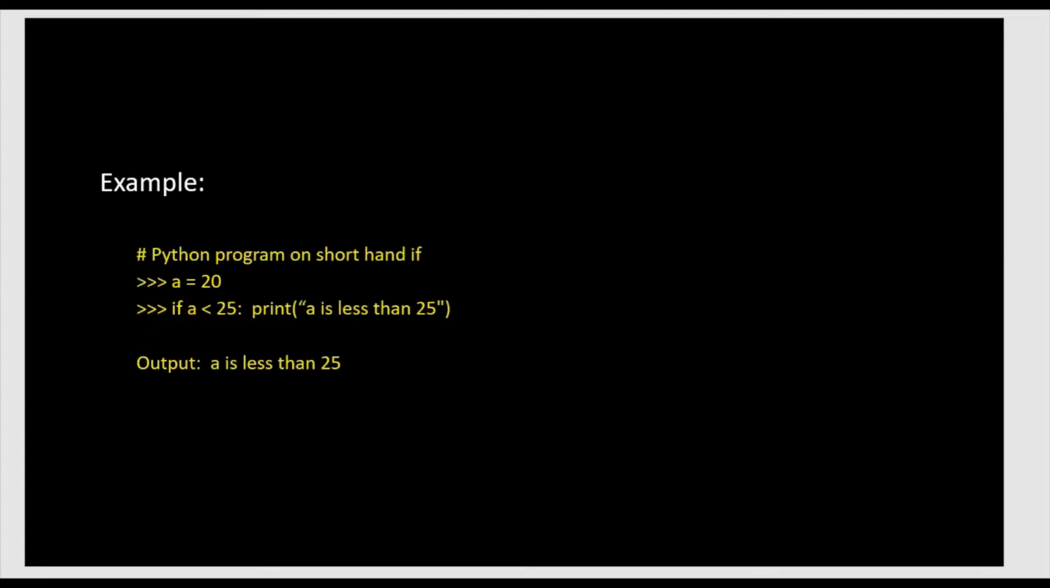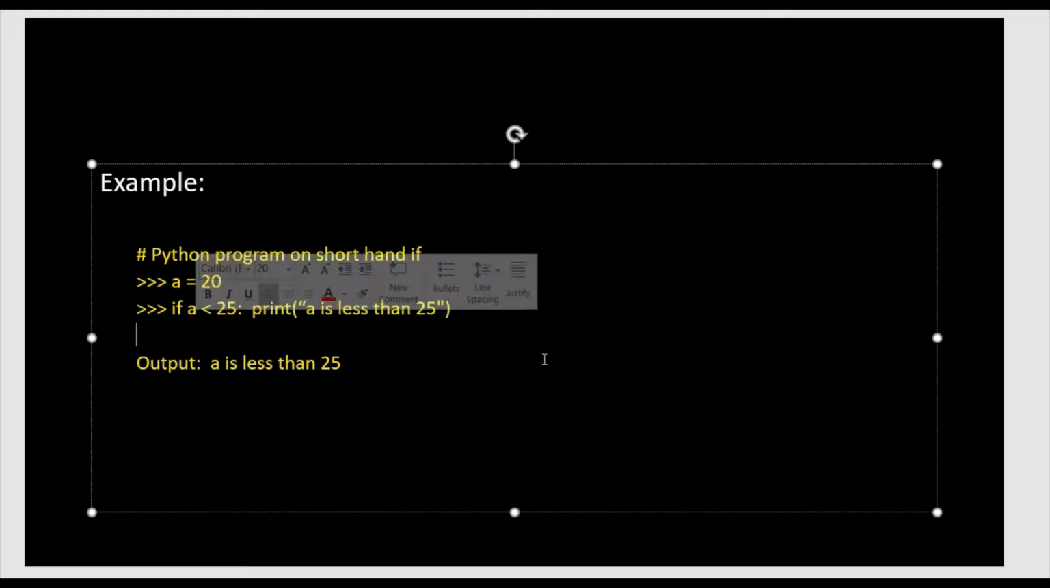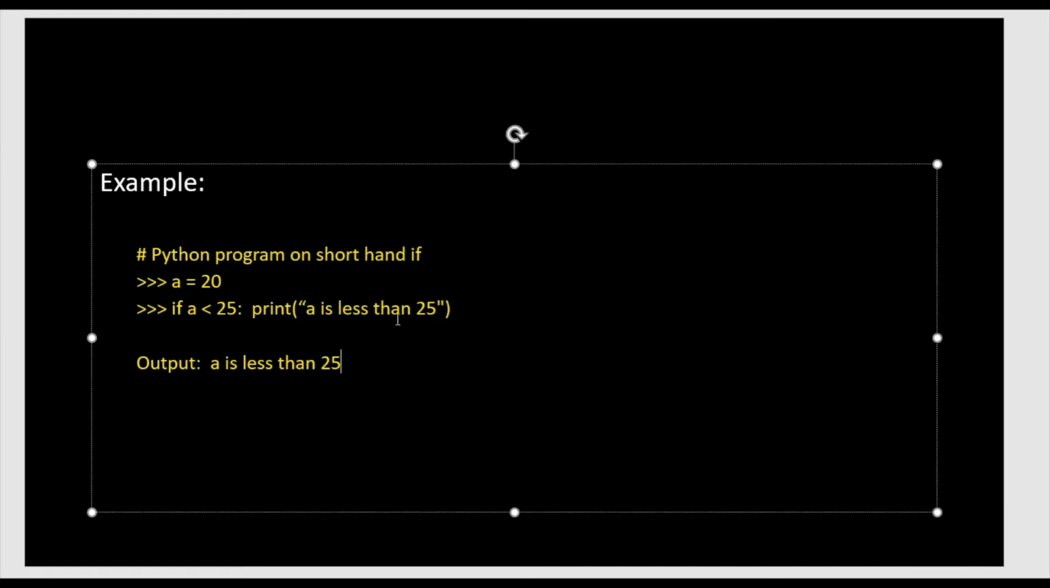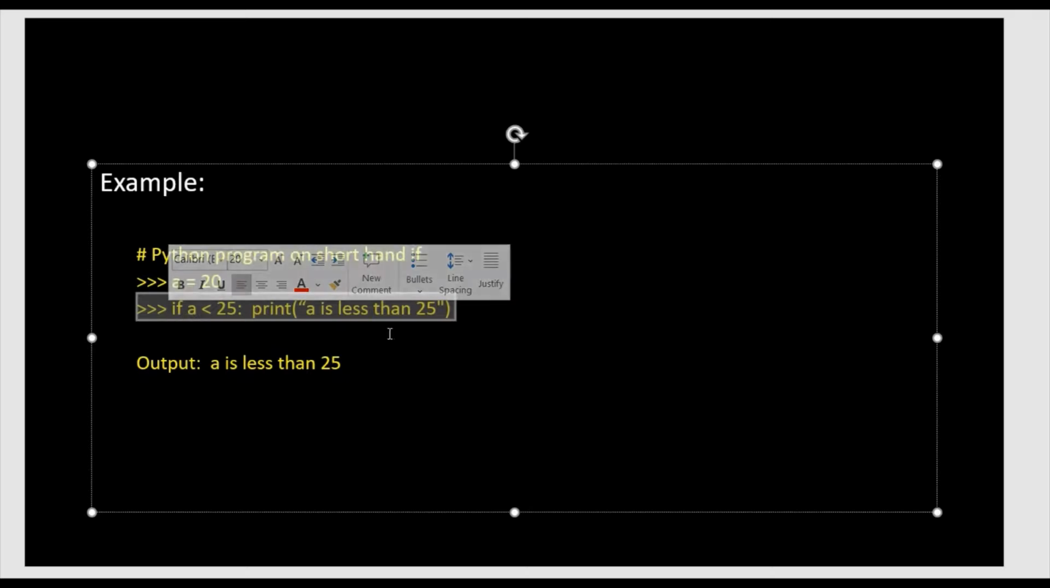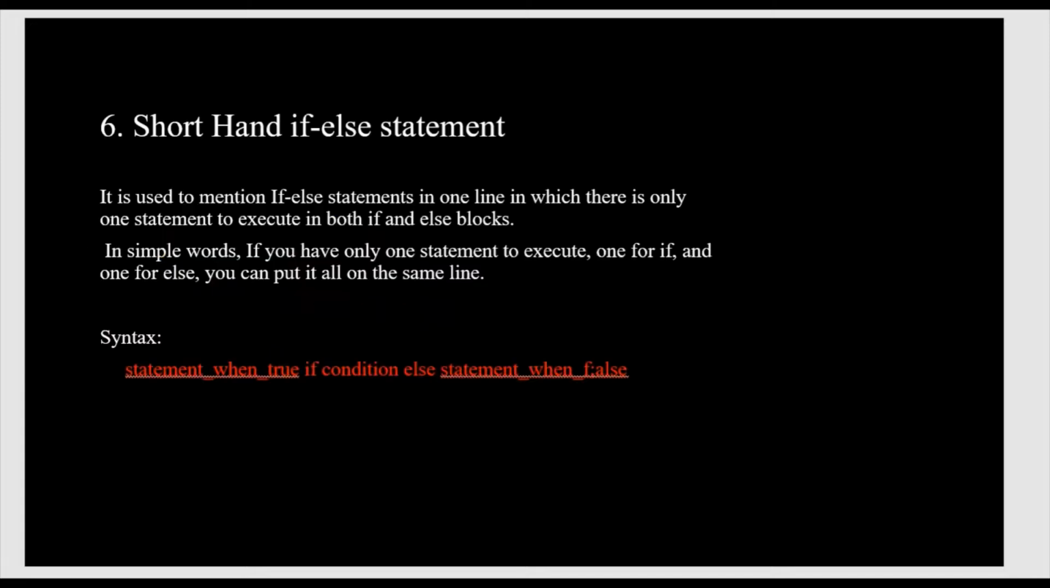And in the example you can see that a equals 20, and if a greater than 25, print a is less than 25. See here, this is a shorthand if statement, because the whole expression and statement are present in a single line. That's why it's called shorthand.